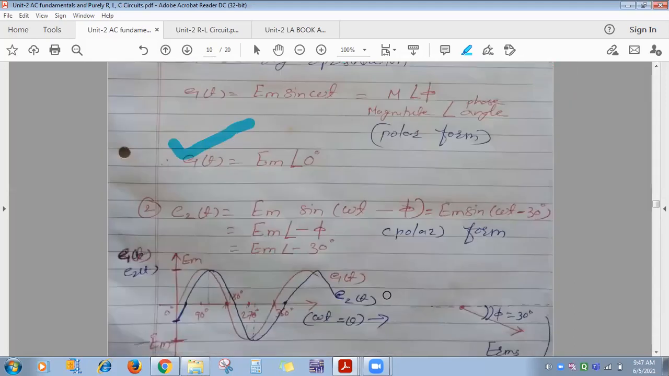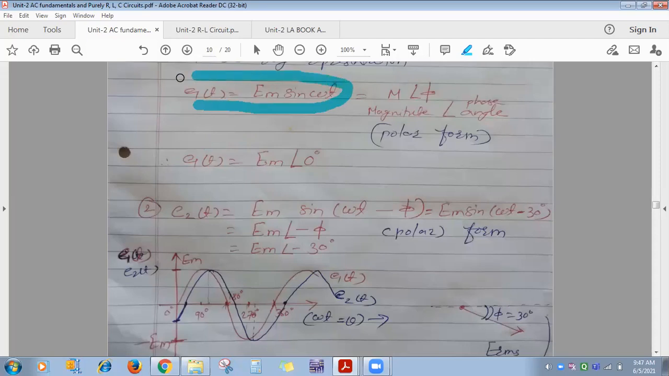Now consider another waveform, E2t. Earlier one was E1t. Now I am going to consider the second waveform E2t. Again, it is an instantaneous voltage equation. That's why I have written E2 in small letters. It is a function of time, isn't it? So consider it is Em sin of omega t minus 30 degrees. Earlier one was Em sin of omega t. What is E2t? Em sin of omega t minus 30 degrees.